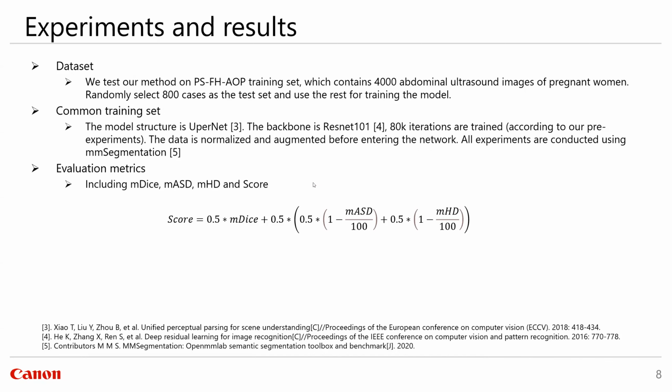Next are our experiments and the results. We test our method on the training set, which contains 4,000 images, and we randomly select 8 cases as the test set and use the rest for training the model. The model structure is ARPANET without change, and the backbone is ResNet.